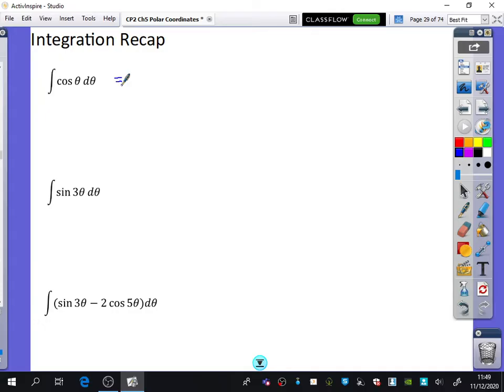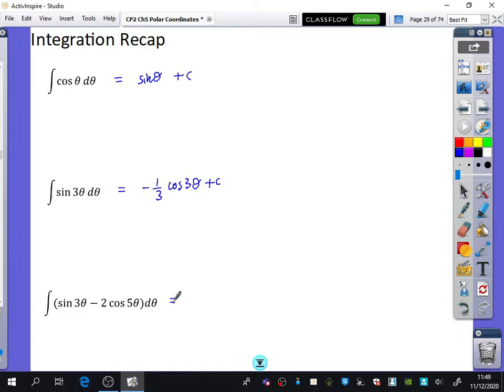I know some of these are pretty fresh for us because we're just learning about integration, but what's the integral of cos theta? Sine theta plus c, okay? Sine 3 theta is going to be, we just did that one, didn't we? Minus a third cos 3 theta plus c. So obviously sine goes to minus cos, and you've got to divide by the third for that as well.